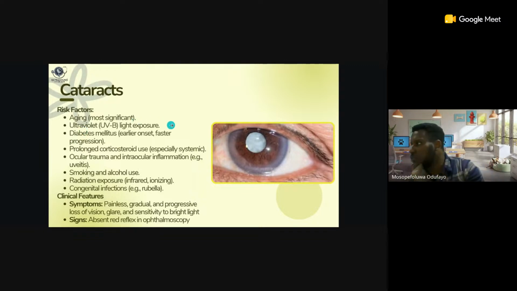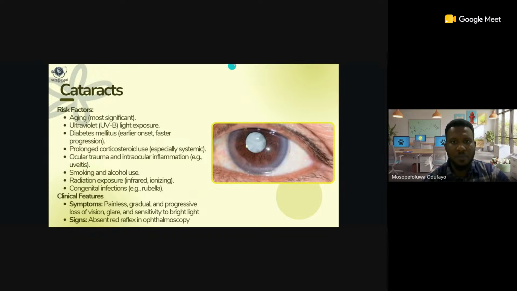The same way if you put an egg inside water and you boil it, with heat, it starts turning white. It's not as if you are boiling the eye, but just think of that as the reason why exposure to ultraviolet light, especially UVB, will lead to increased risk for development of cataract. Is that okay? Good.